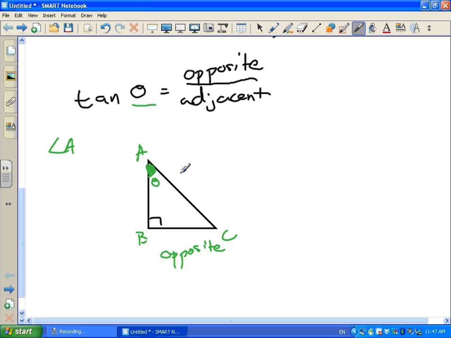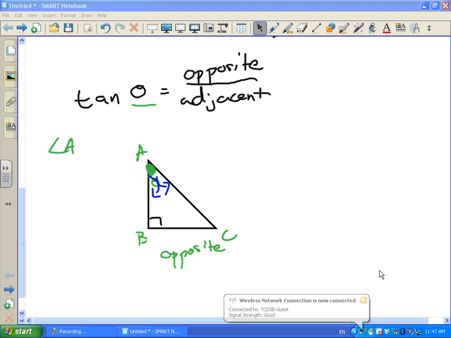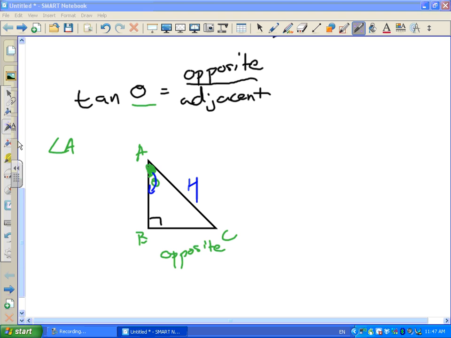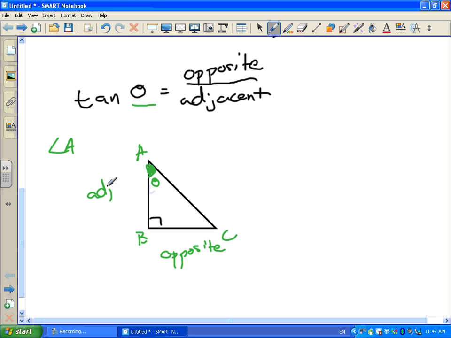Adjacent means the touching side, the side touching that angle, okay? Now, technically, there are two sides touching this angle, right? We have this side, AC, and we have AB. But luckily, we already have the name of one of them. AC is our hypotenuse. Hypotenuse is always a hypotenuse. It will never be an opposite side. It'll never be an adjacent side. So as long as you know where the hypotenuse is, the other side of the triangle that touches is considered the adjacent side. Okay? So this is our adjacent side.